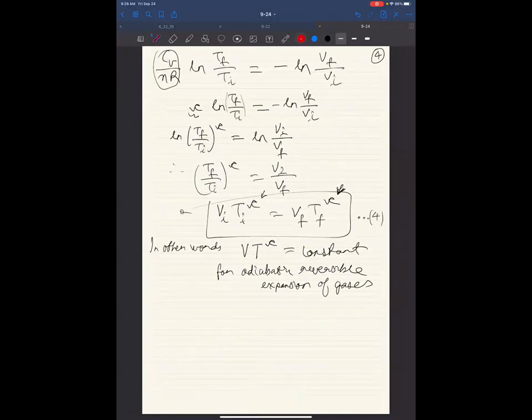How about the pressure change during this process, during this adiabatic expansion or compression of gas? How should we proceed for pressure? Any idea?